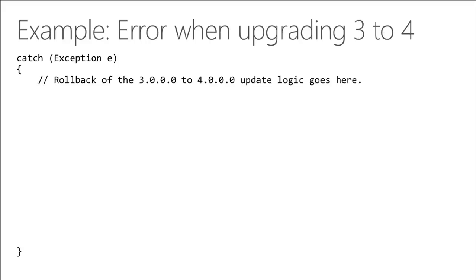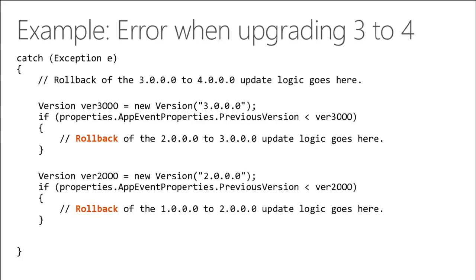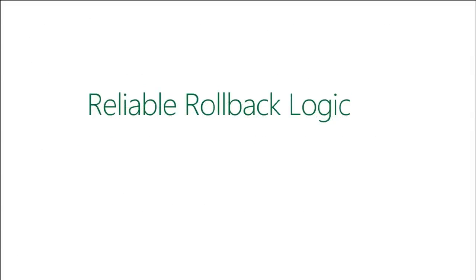Here's what it would look like. You test for the version, and your rollback of the 2 to 3 update goes in there. And in case the instance had never been updated to version 2, there's still another block of update code that ran that you now need to roll back. So again, you need another conditional block. I call that the reliable rollback logic because I like alliteration.